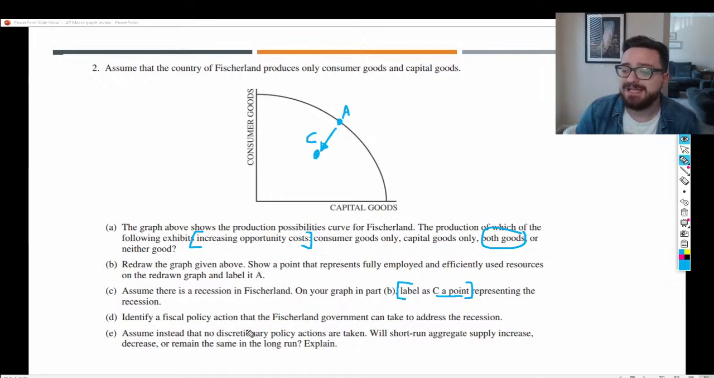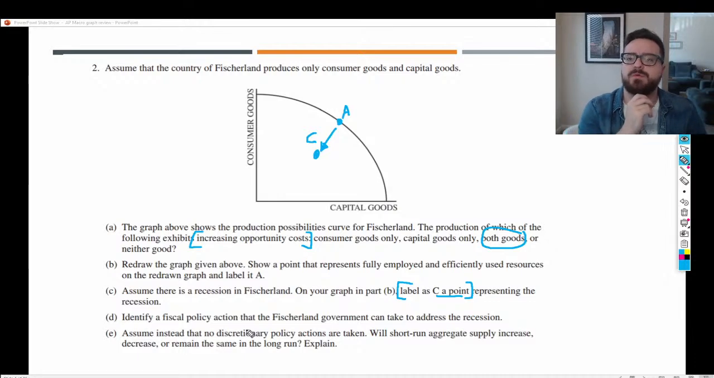Okay, D and E are both things that we'll be tying more into the aggregate demand and aggregate supply curves in the short and the long run and the fiscal policy stuff, but let's hit them because this is a review, so we might as well answer everything. Identify a fiscal policy action that the Fisherland government can take to address the recession.